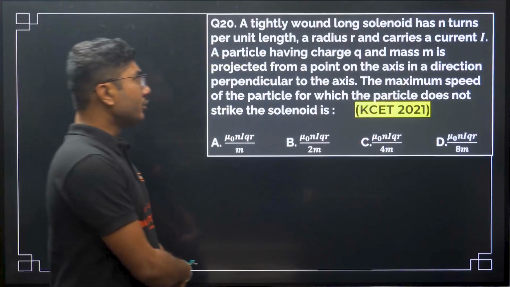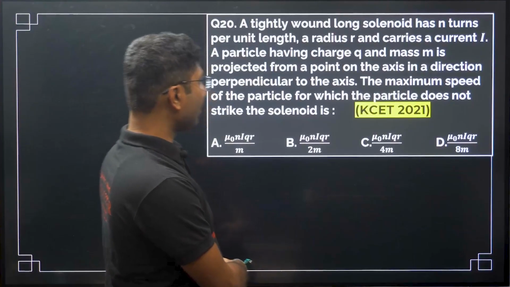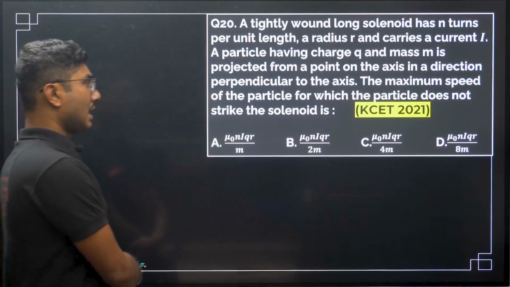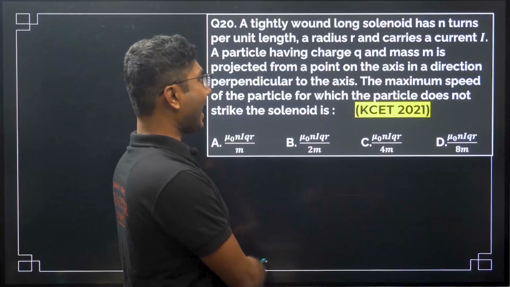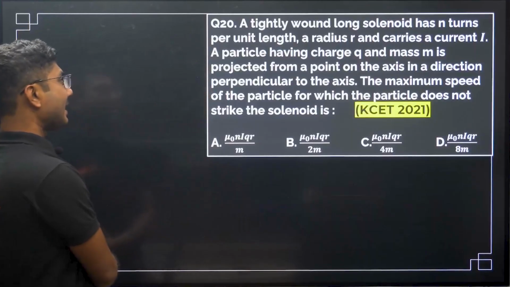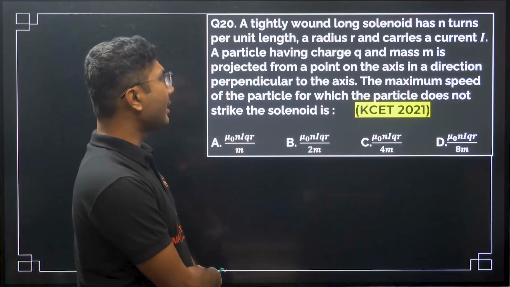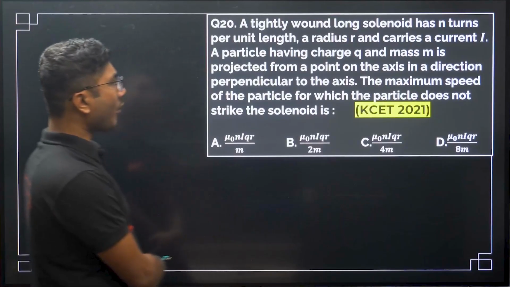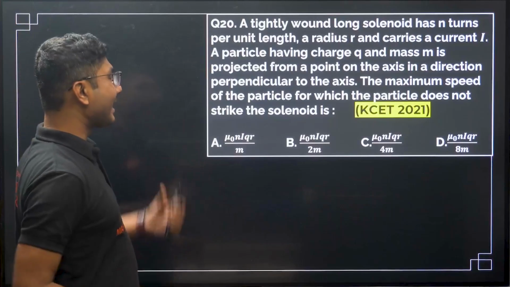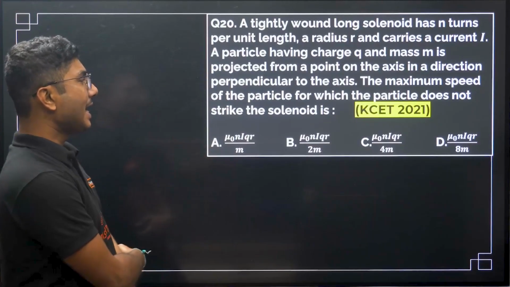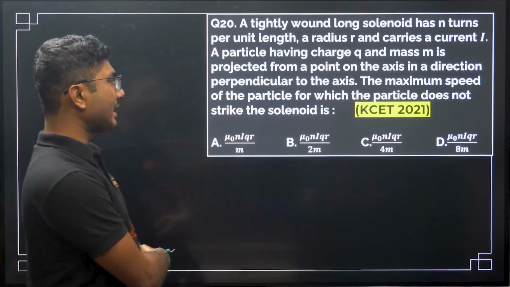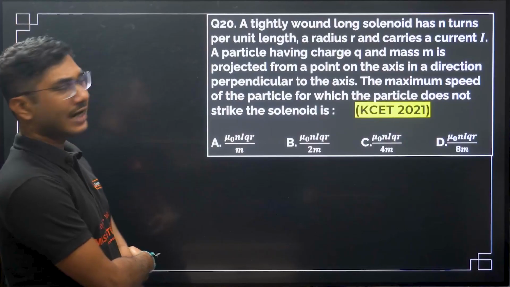A tightly wound long solenoid has n number of turns per unit length, a radius r and carries a current I. A particle having charge small q and mass small m is projected from a point on the axis in a direction perpendicular to the axis. The maximum speed of the particle for which the particle does not strike the solenoid.